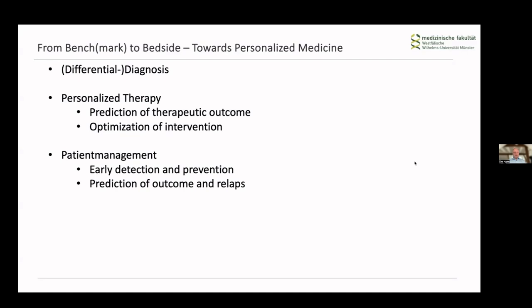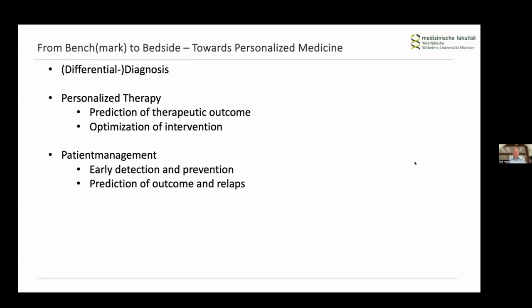And that also pertains to many of the most expensive disorders, actually. And what we want to do in these cases is, of course, we want to detect them early and we want to prevent them, if possible. That's, of course, the most difficult thing. But also, we want a prediction of outcome and relapse.